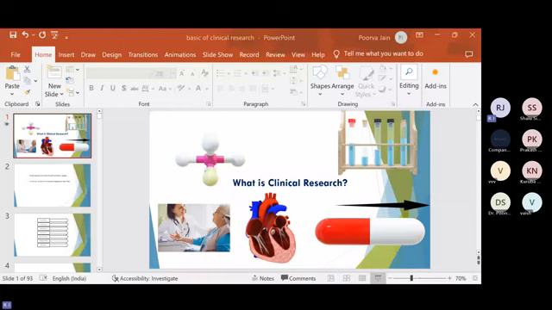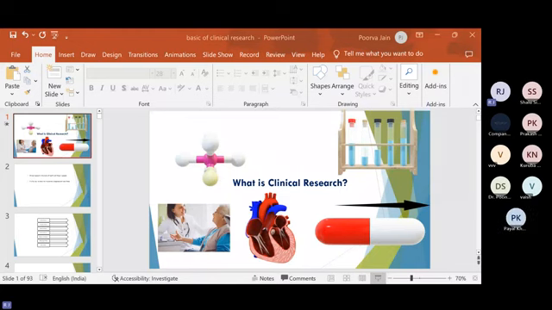So in this class, we are going to learn about a few concepts in the clinical research area. Before we start with some specific terms in clinical research, first we'll try to learn what clinical research is in reality. Okay. There are many definitions of clinical research.